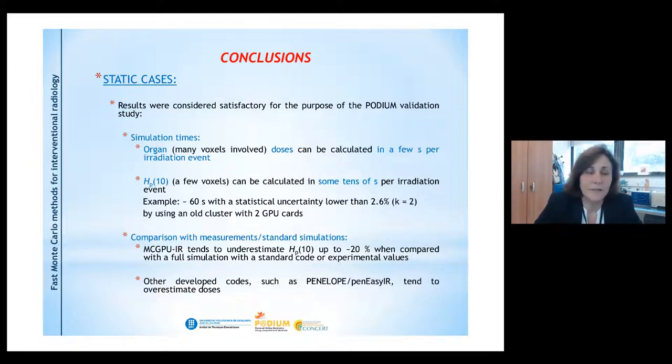And as regards the comparison of the results with measurements and also with the standard simulations, the situation is that MCGPU-IR tends to underestimate Hp(10) by up to 20% when compared with a full simulation with, for instance, the PENELOPE code, or against experimental values. As I've mentioned, we developed two different additional codes, but in that case, we observed that they tend to overestimate doses, but once again, by up to 20-25%.